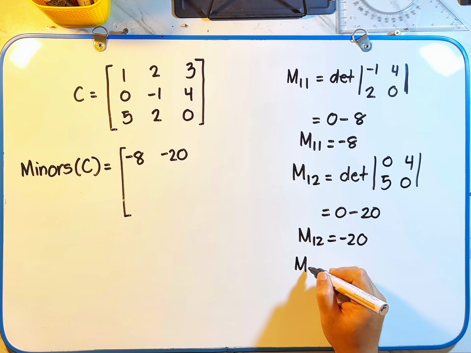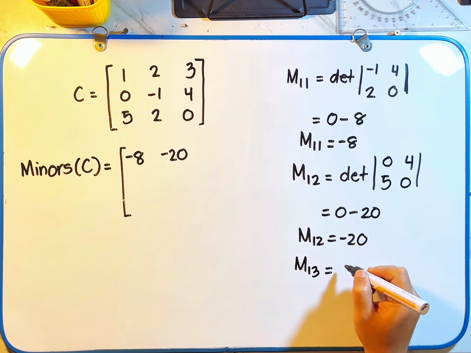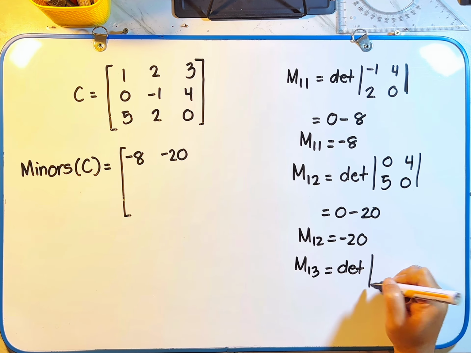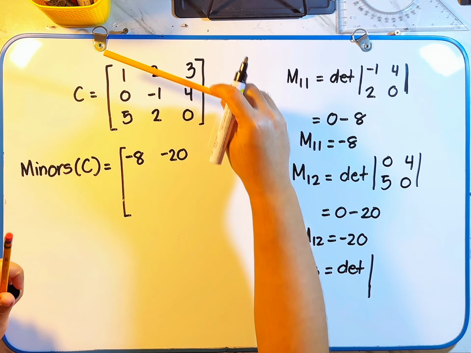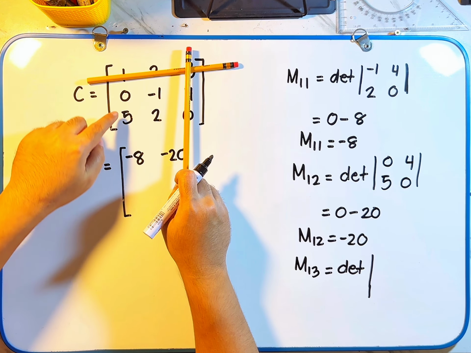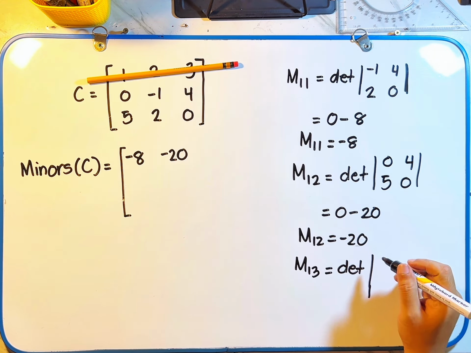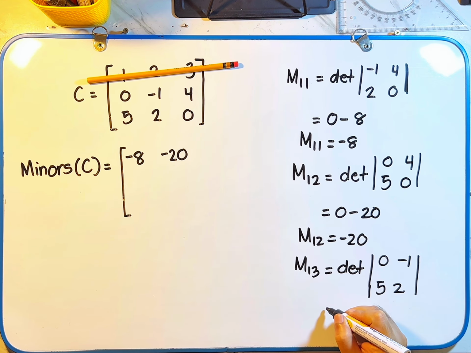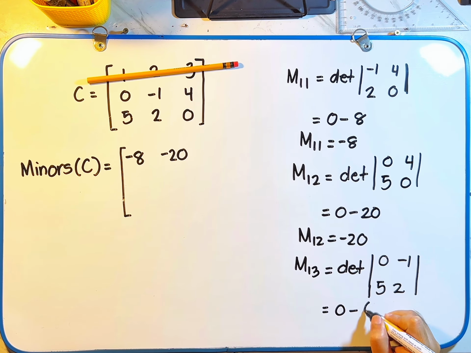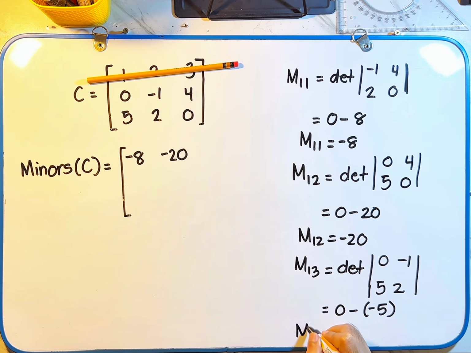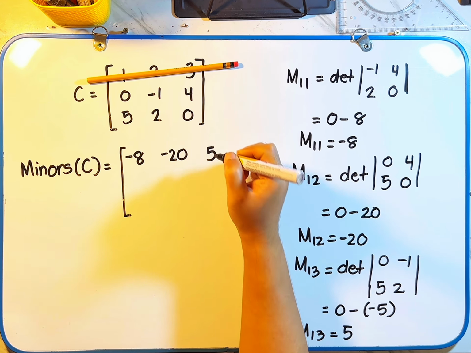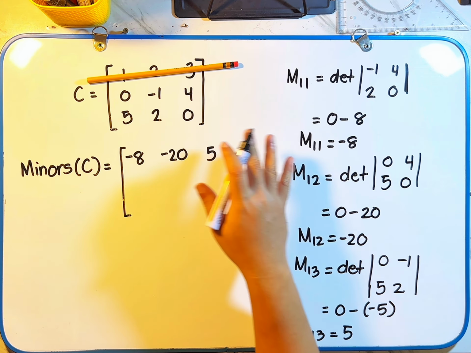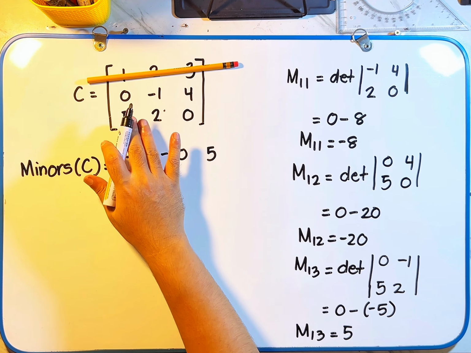Next, the minor in the first row, third column. So that's equal to the determinant. And let's block the first row and the third column. We have these 4 digits right here. So the determinant of 0, 5, negative 1, 2 is equal to 0 times 2 is 0, minus 5 times negative 1 is negative 5. Therefore, M13 is equal to positive 5. So we have 5 here, the element in the first row, third column. And we will repeat this process for the entire elements inside the matrix C.